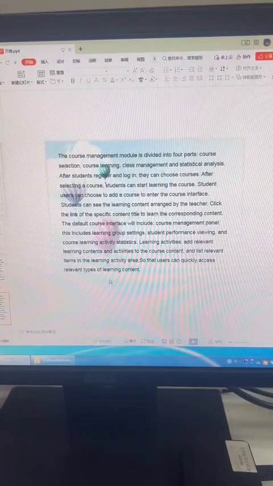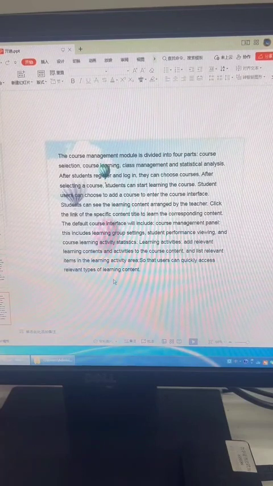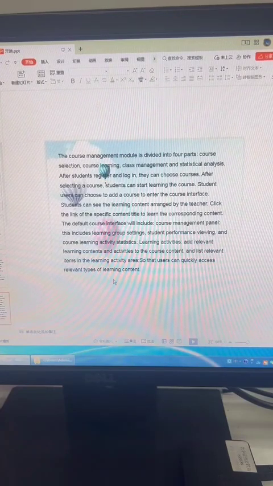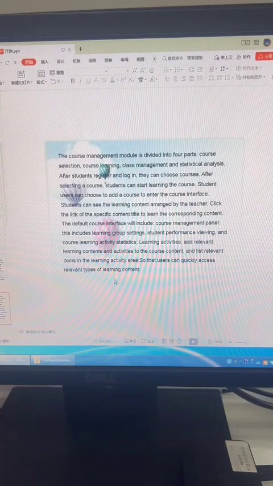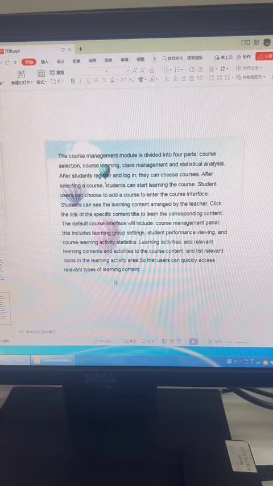The course management model is divided into 4 parts: course selection, course learning, class management, and statistical analysis. After students register and log in, they can choose courses. After selecting a course, students can start learning the course. Student users can choose to add a course to enter the course interface.